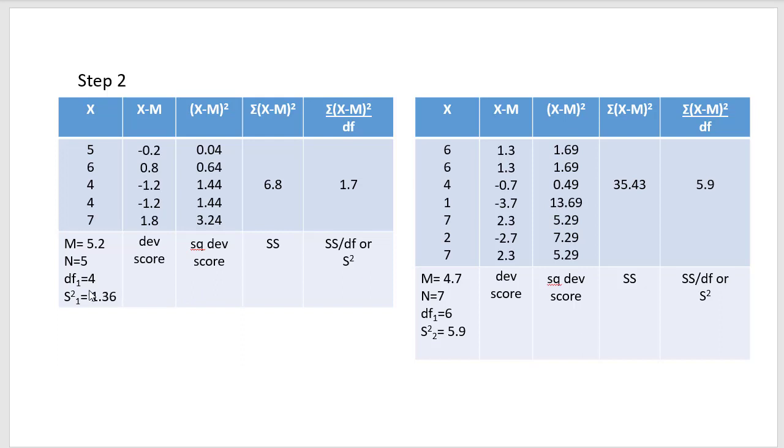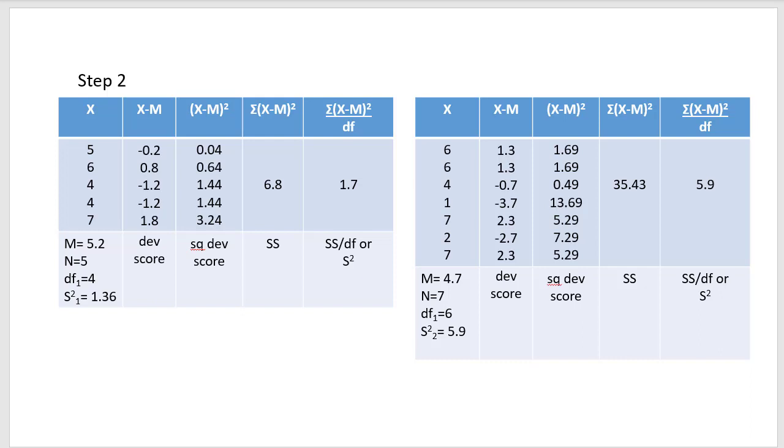We also have degrees of freedom: 4 degrees of freedom in group 1 and 6 degrees of freedom in group 2. So again, we have a mean for the first group, the morning people, of 5.2, 5 people in the sample, 4 degrees of freedom, and an estimated population variance of 1.36. For the not morning people, or population 2, we have a mean of 4.7, 7 in the sample, 6 degrees of freedom, and an estimated population variance of 5.9.